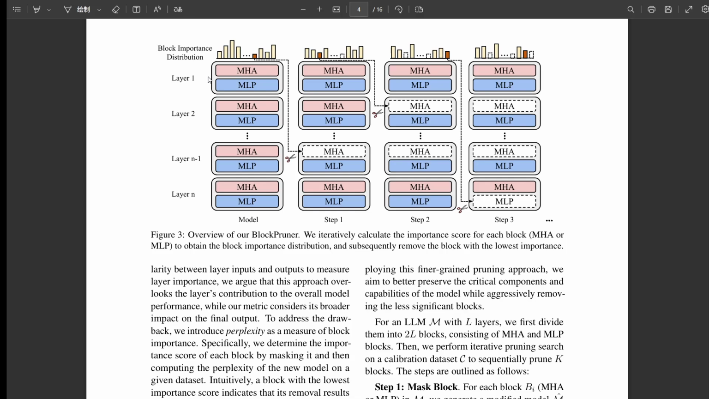No, and that's the third key innovation, the iterative search procedure. It's not a simple one-time ranking and removal. Instead, they repeatedly do this. First, calculate the importance, that perplexity increase when masked, for all the current blocks in the model. Second, remove the single block with the lowest importance score, the least critical one. Just one. And third, they recalculate the importance scores for all remaining blocks on the now slightly smaller model, and they repeat this cycle until they've removed the target number of blocks.